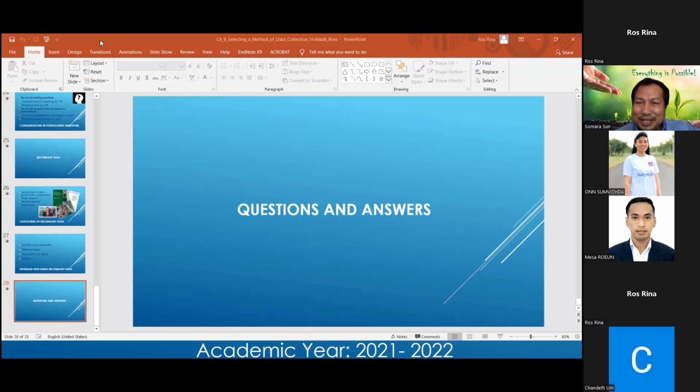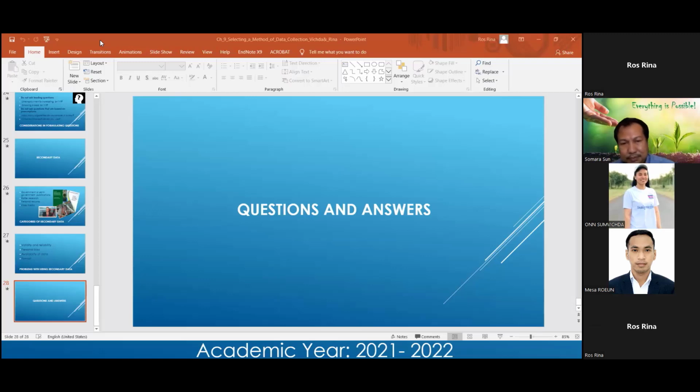How about Ms. Arina? How much percentage are you confident, and which data collection method will you select for your study? For me, it's around 70 to 80. And I think it can be both, maybe using a primary source or a secondary source. It depends on the topic. For some topics we cannot use only secondary data to collect the information, so maybe we need to do both. Okay, thank you.